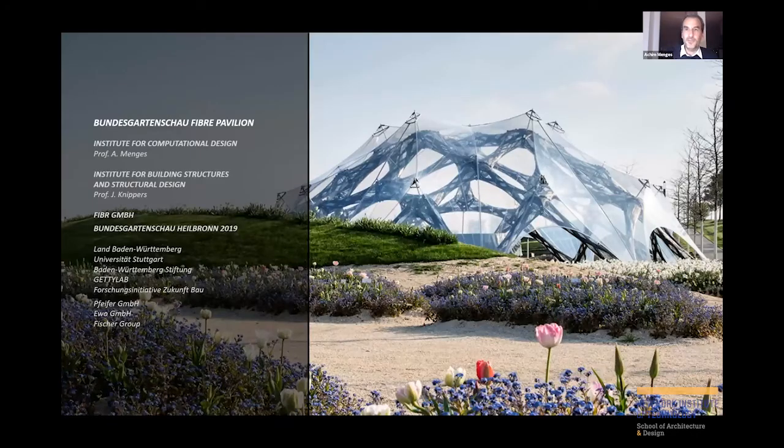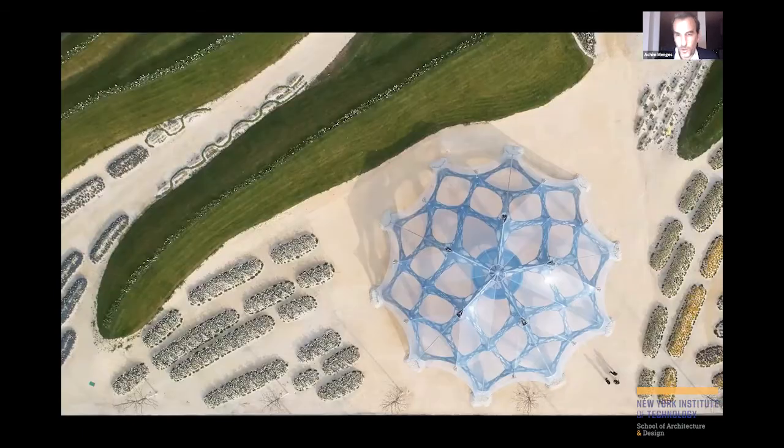Just to wrap up, several years later, we had the chance to complete this on a larger scale. This is the same Bundesgartenschau, but a very different purpose here.